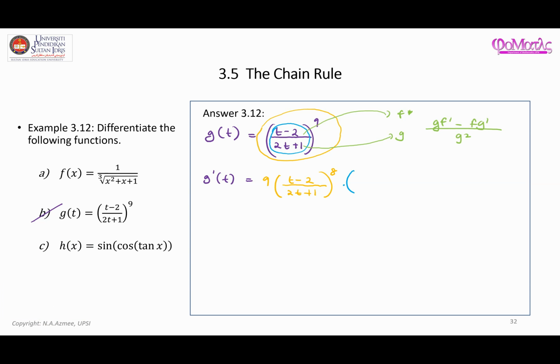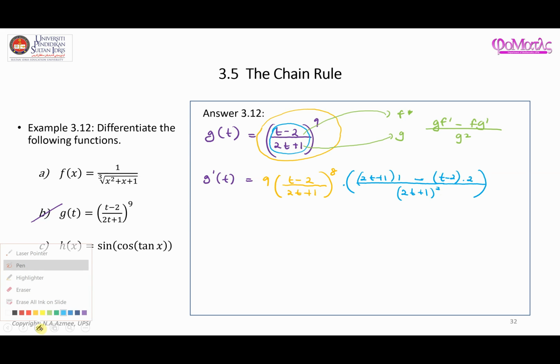So now what is my g? g is 2t plus 1. And what is f prime? You differentiate this part, you will get 1. f is t minus 2, and g prime is equal to 2. So g squared is (2t plus 1) squared.